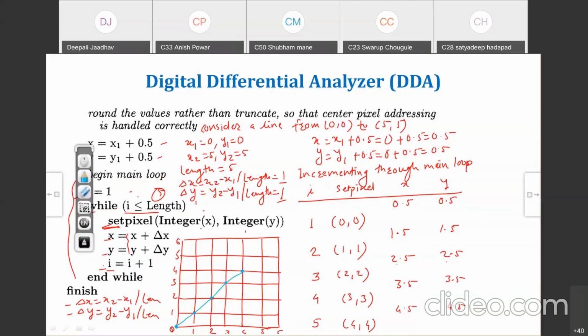Now the next one, set x is equal to x plus delta x, y is equal to y plus delta y. So it becomes 5.5, 5.5. Increase the value of I, it becomes 6. Correct? So whether it is less than or equal to length, no, comes out of the loop and while finishes. So here you can see the line is generated in this way.